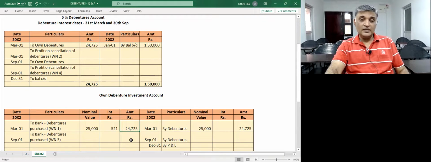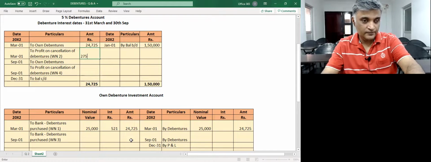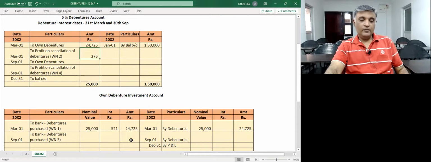So what is the profit on cancellation? You are going to cancel a liability of 25,000, right? By paying just 24,725, which means there is a 275 profit. This is the first transaction.